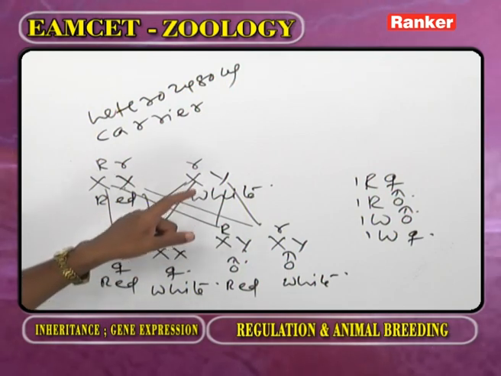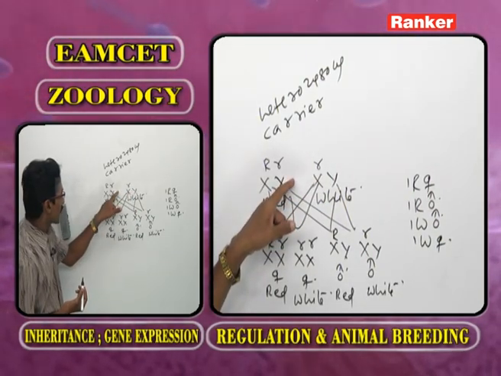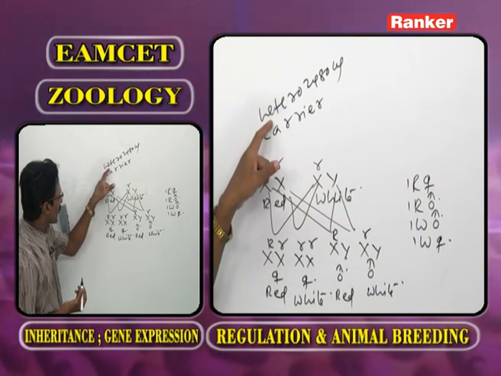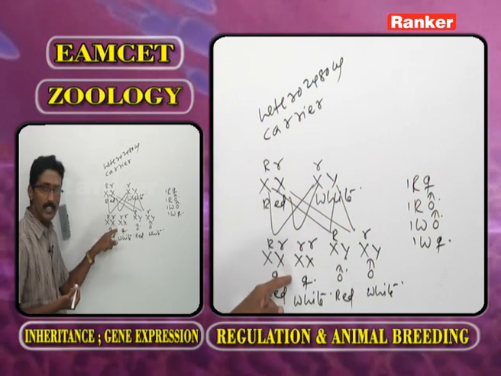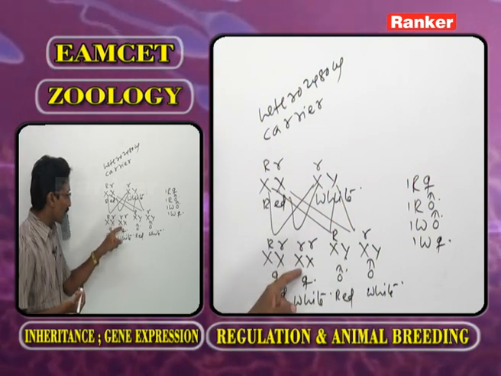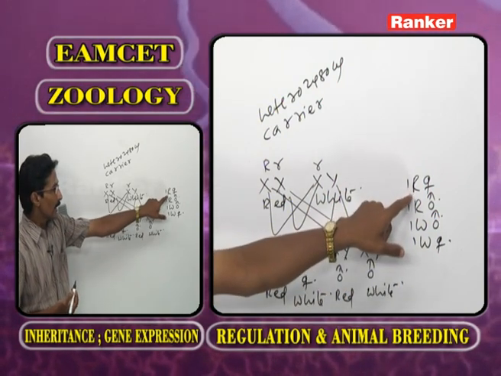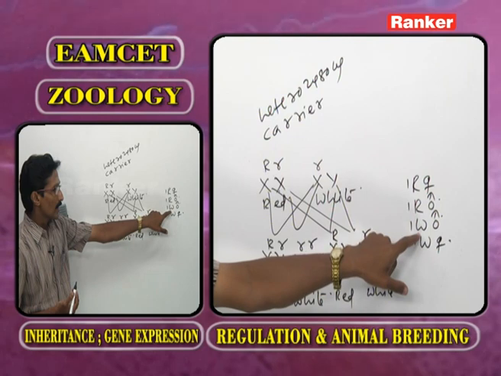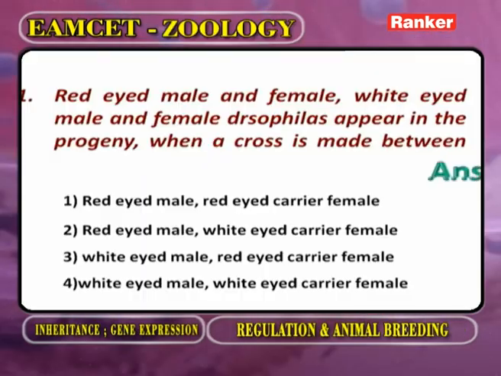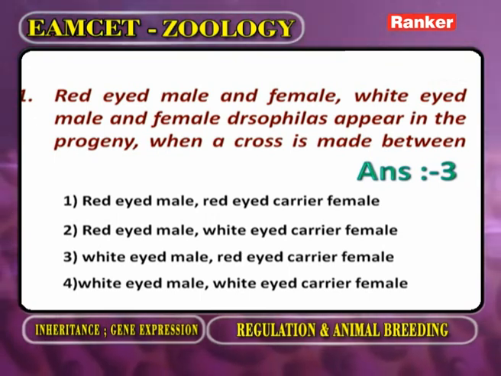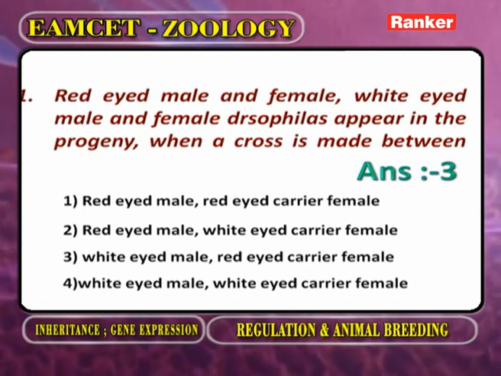Now you observe, whenever a white-eyed male is crossed with a carrier or heterozygous red-eyed female, you are getting the children in the ratio 1:1:1:1. Now you have to observe one red-eyed female, red-eyed male, white-eyed male, white-eyed female. Now the answer is white-eyed male crossed with the red-eyed carrier female. Now the next question.